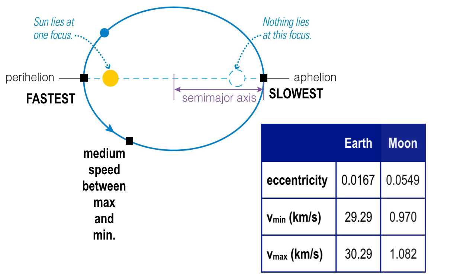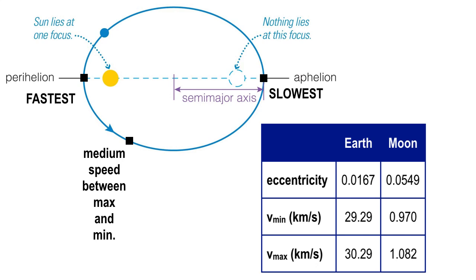Now the moon is a little bit more eccentric. When the moon is closer to Earth, the orbit is fairly elliptic. The orbital speed for the moon is a little bit slower, 0.970 kilometers per second minimum, which is pretty fast, versus maximum speed 1.082. And you can see there's a little bit more variation. The bigger the eccentricity, the more the variation between min and max speeds.